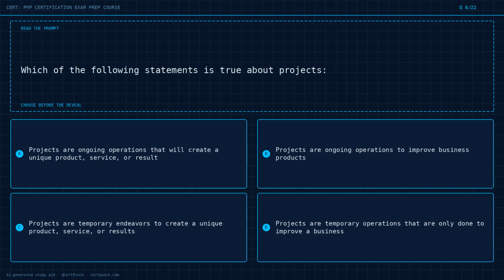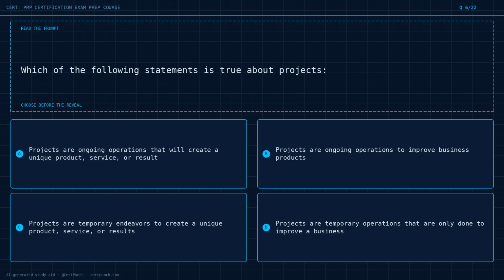Question 6 of 22. Which of the following statements is true about projects? Option A. Projects are ongoing operations that will create a unique product, service, or result. Option B. Projects are ongoing operations to improve business products. Option C. Projects are temporary endeavors to create a unique product, service, or results. Option D. Projects are temporary operations that are only done to improve a business.